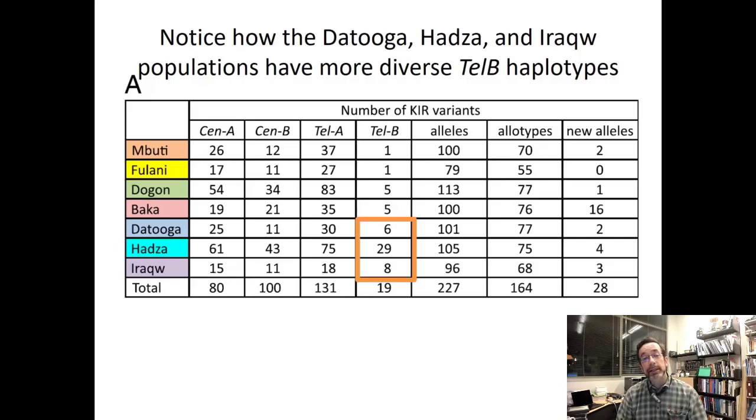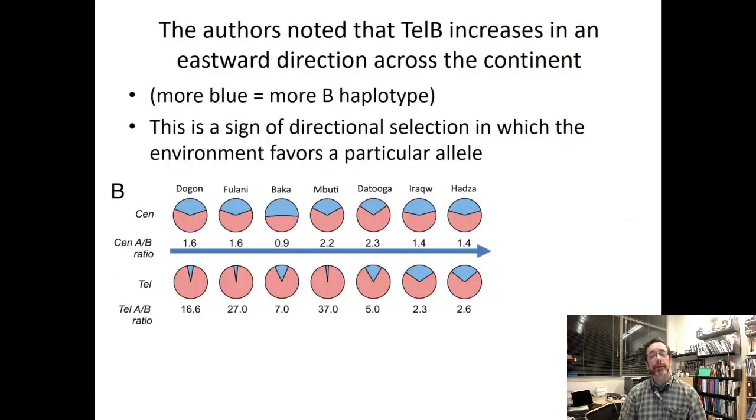Those are all Eastern Africa. And so it looks like we have some diversity in this area that we don't have in the Western Africa parts. As for the Sen-A and Sen-B, those look pretty constant. This is another graph that shows the same thing that I just said.